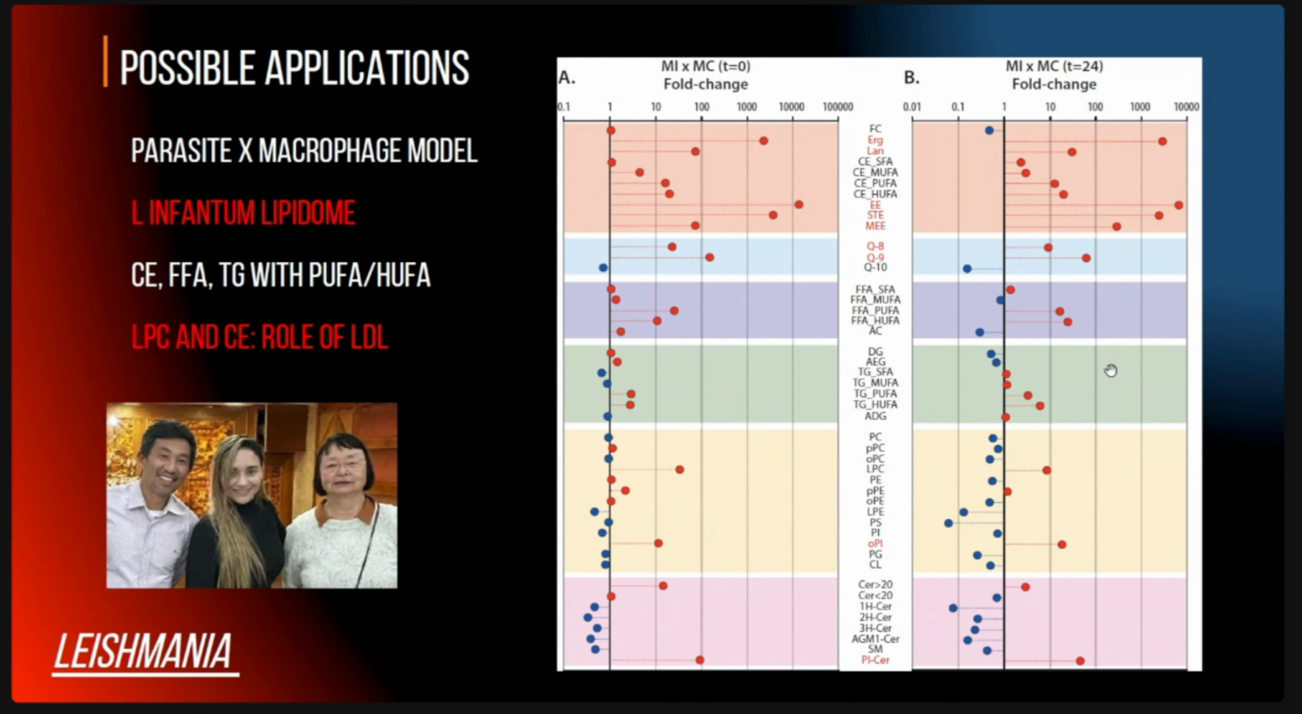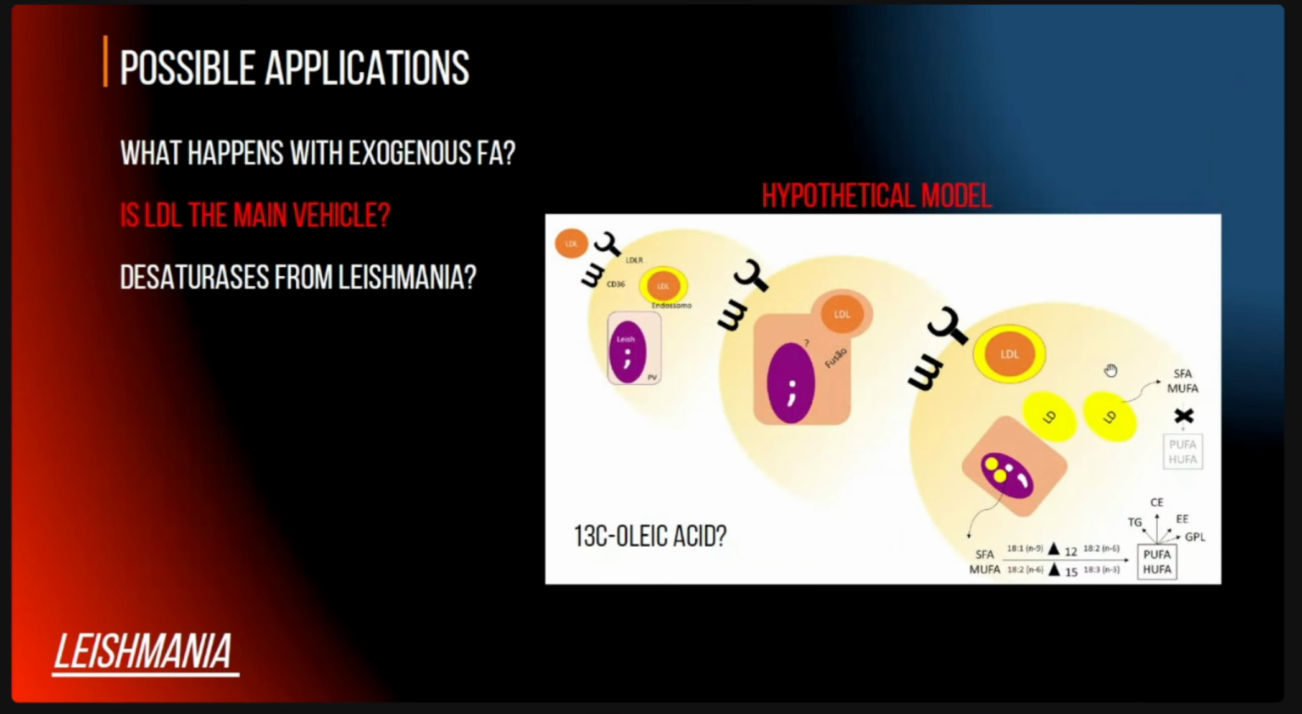And well, by using this combination of results, we figured out that the LDL was actually playing a role. The LDL is taken up by the macrophage, and then becomes endocytosed, becomes an endosome, and then instead of fusing with the macrophage lysosome, it was fusing with the parasite vacuole.